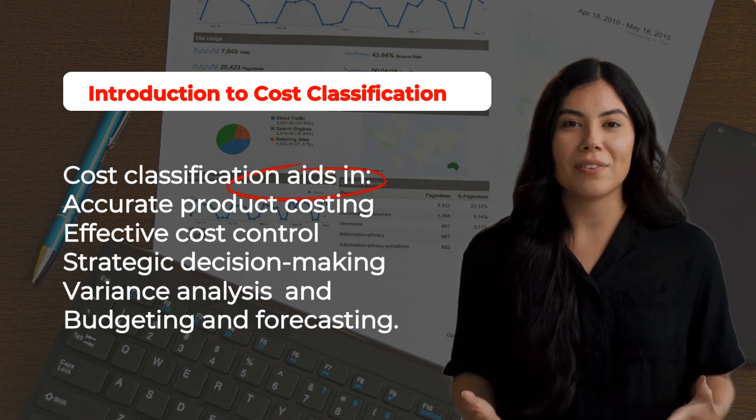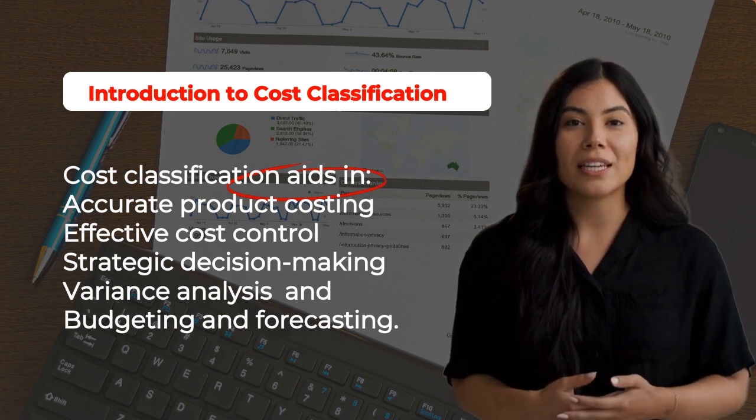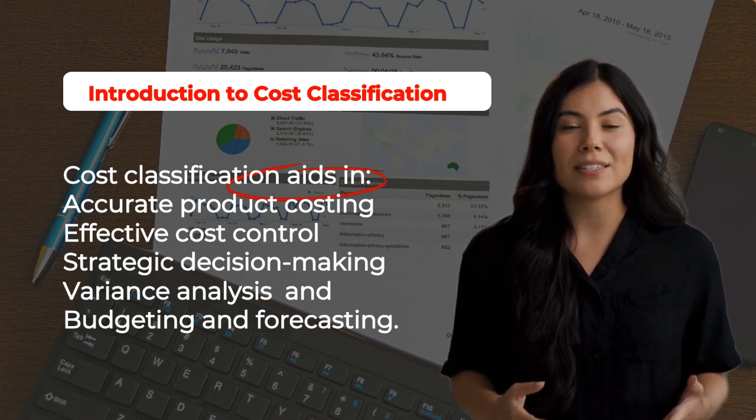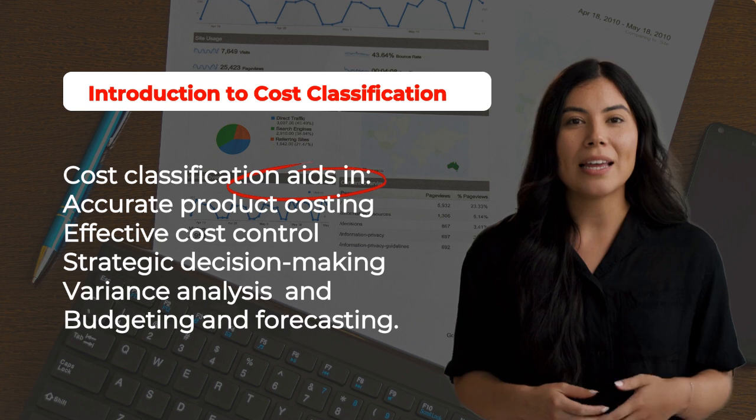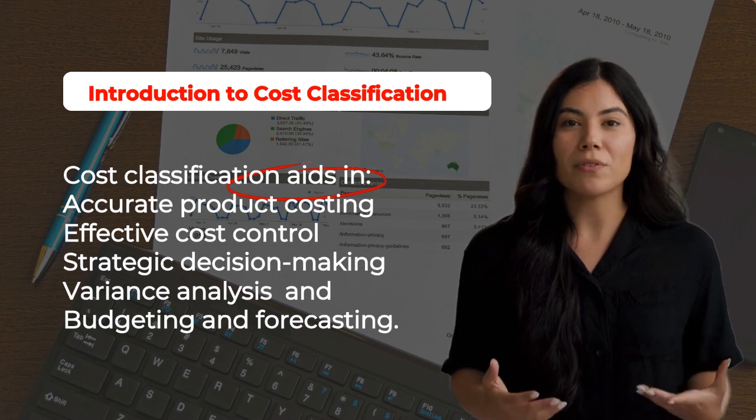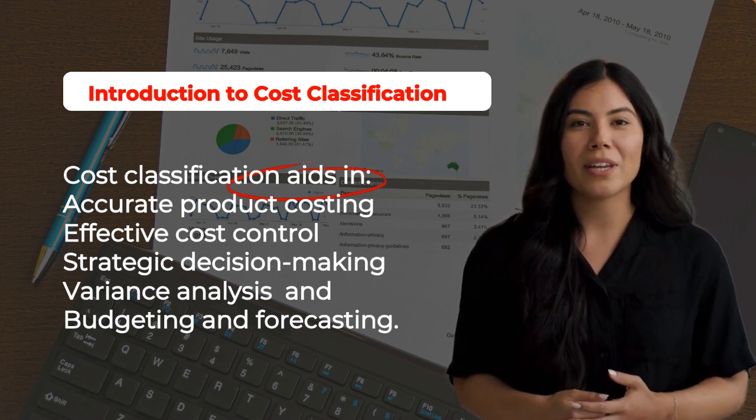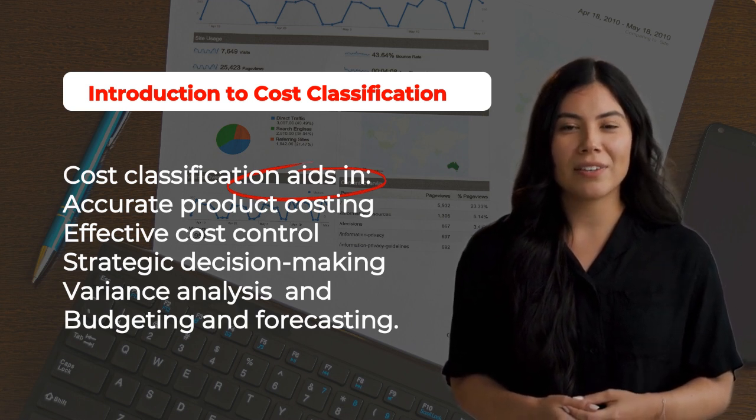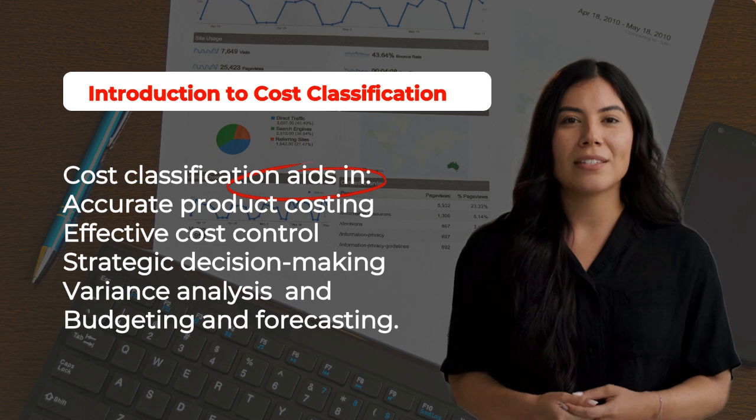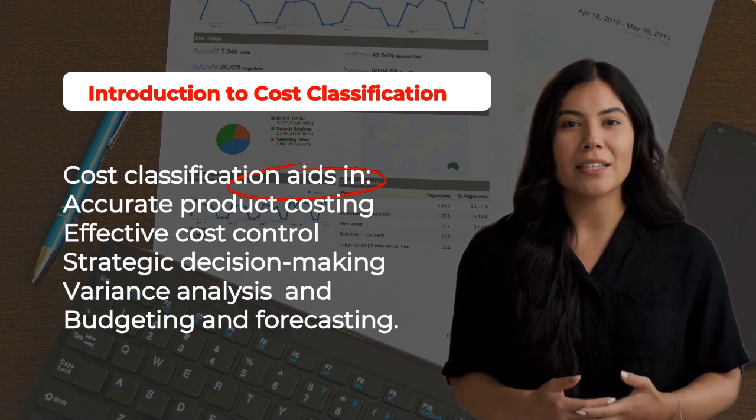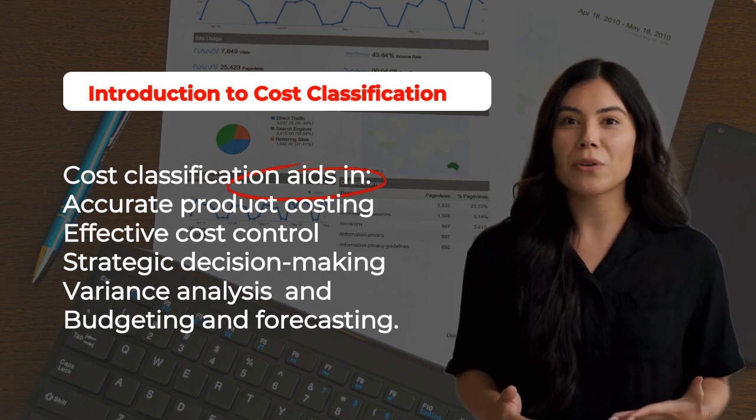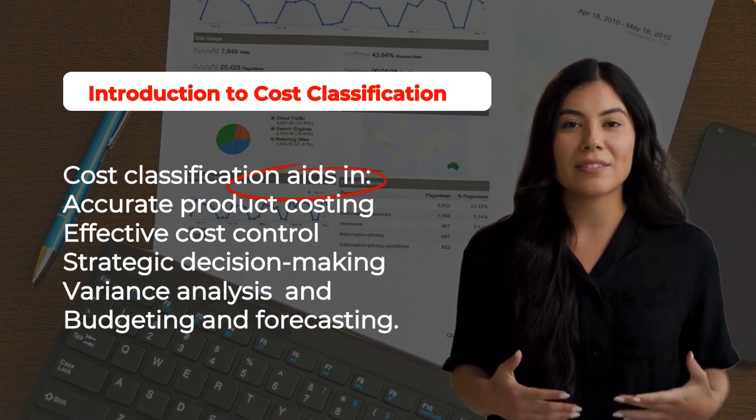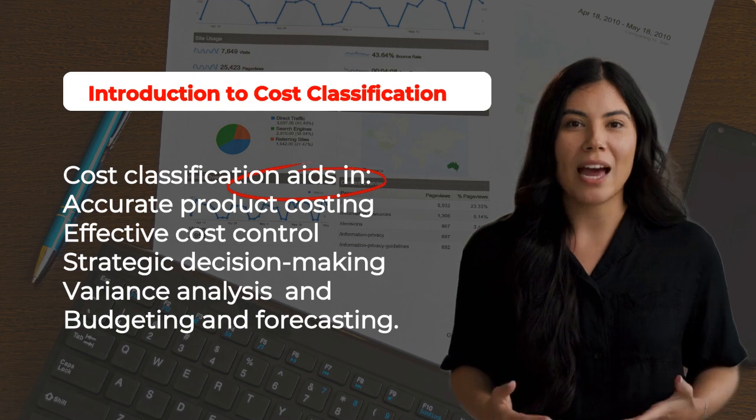Introduction to cost classification. Cost classification involves grouping costs based on shared characteristics. This helps streamline cost tracking, enhance cost control, improve financial reporting, support pricing decisions, and facilitate efficient budgeting. Cost classification aids in accurate product costing, effective cost control, strategic decision-making, variance analysis, and budgeting and forecasting.